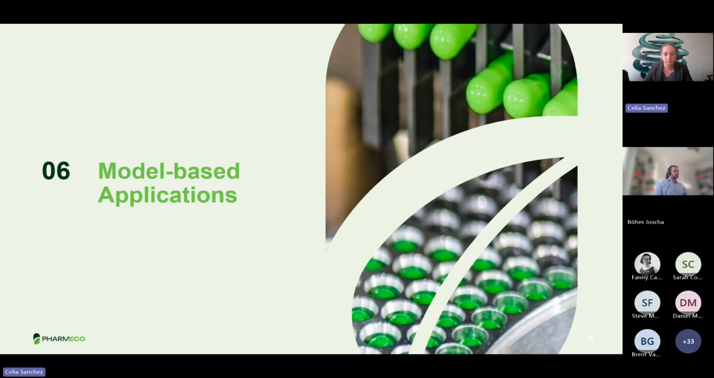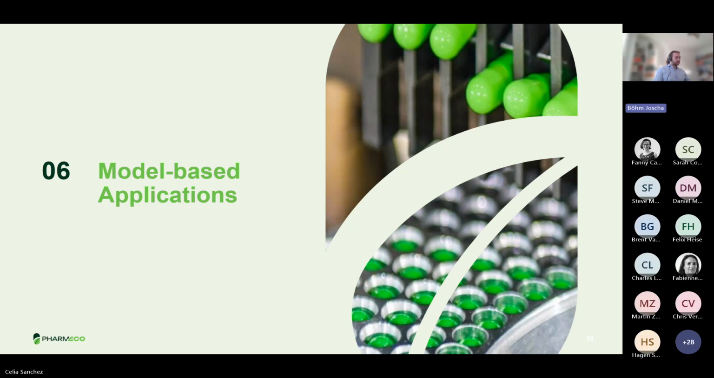All right, thank you, Celia, for the introduction and the nice talk about chemometrics and use of chemometrics also within a bioreactor and within a feedback control loop. Just a few words about myself. My name is Joshua Böhm. I'm a senior scientist at Research Center Pharmaceutical Engineering, or short RCPE. We are based in Austria, in Graz. And I'm there working in the field of process modeling and process control.